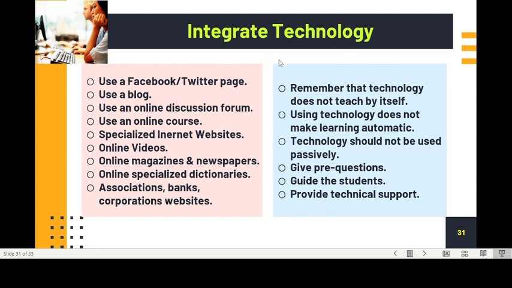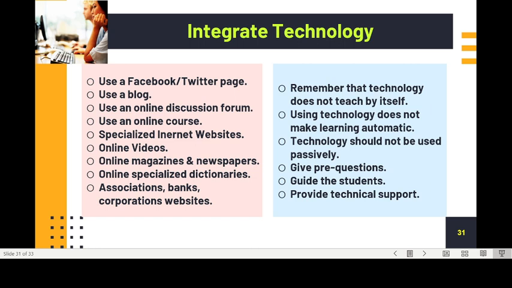Since the students are in the age of technology and internet, and each of them has a smartphone, it's important that teachers integrate technology. We can use a Facebook or a Twitter page, use a blog, use an online discussion forum, an online course, specialized internet websites, online videos, magazines, newspapers, dictionaries. Also, they can go to, for example, a bank website, corporation website, answer questions on those.